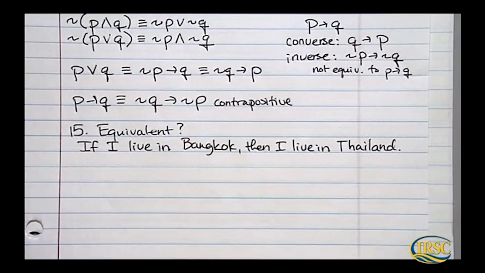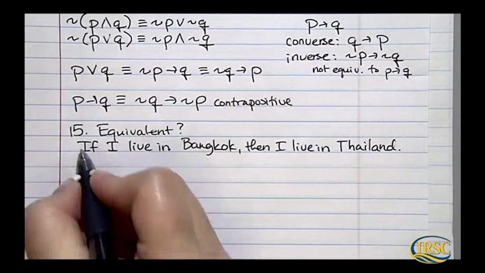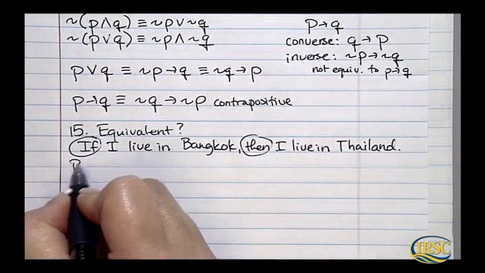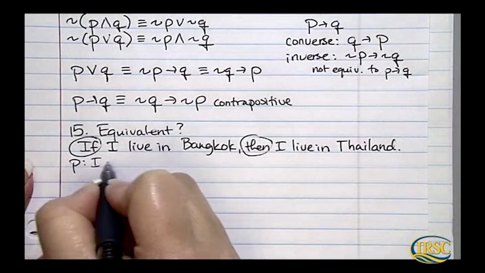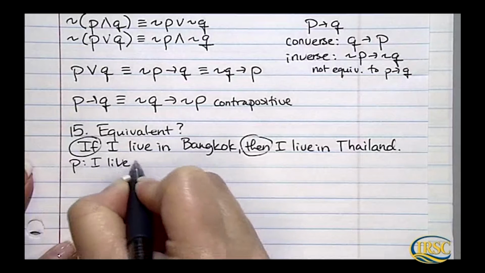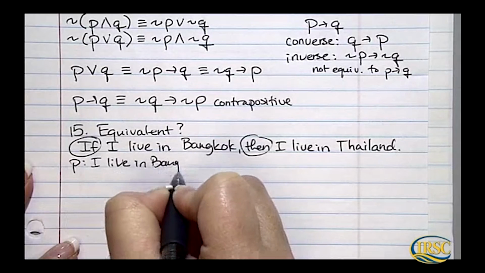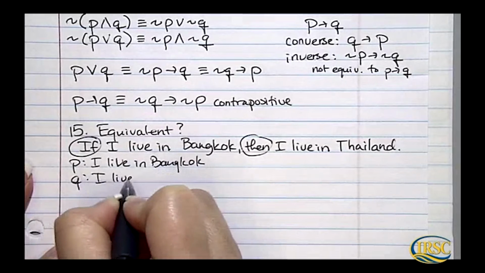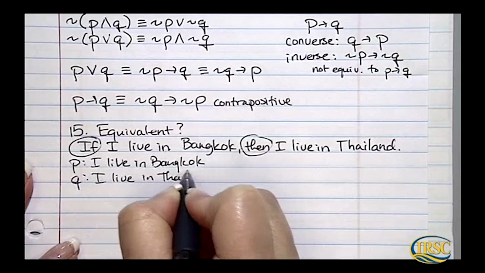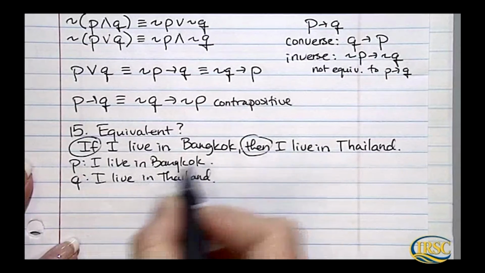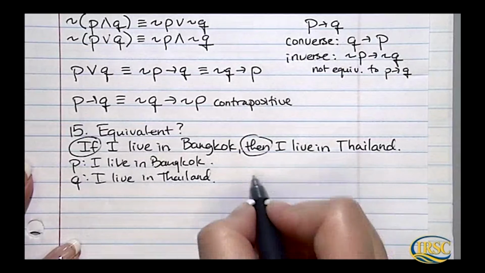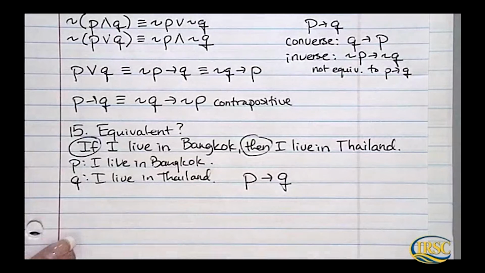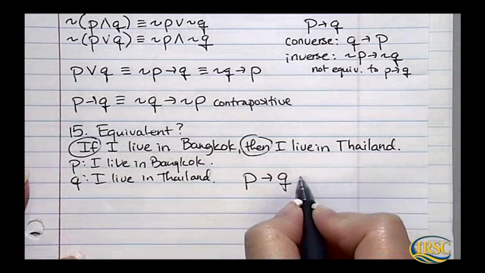Okay, so what keywords do you see in here? If, then. And so P is I live in Bangkok. And Q, I live in Thailand. Okay, so this original statement is if P, then Q. So we want to write one that's equivalent to that.